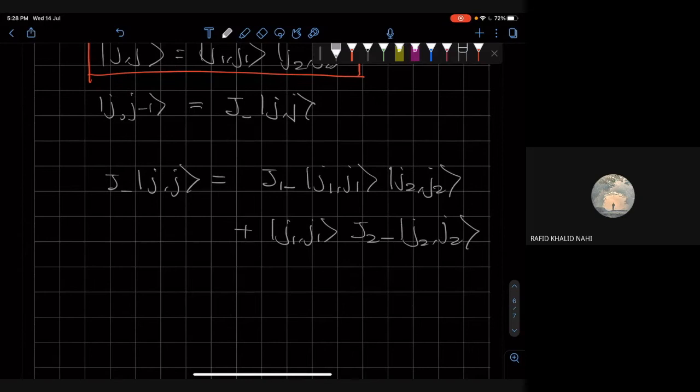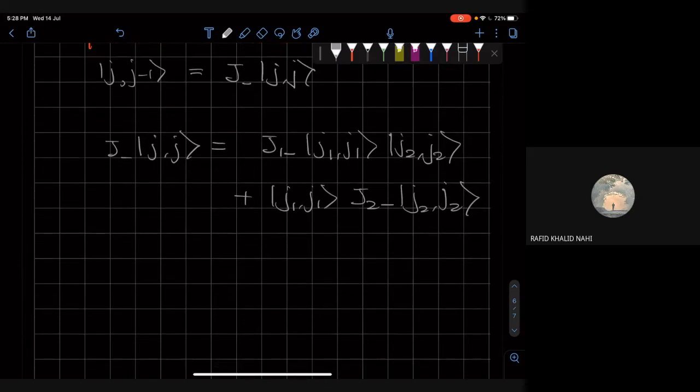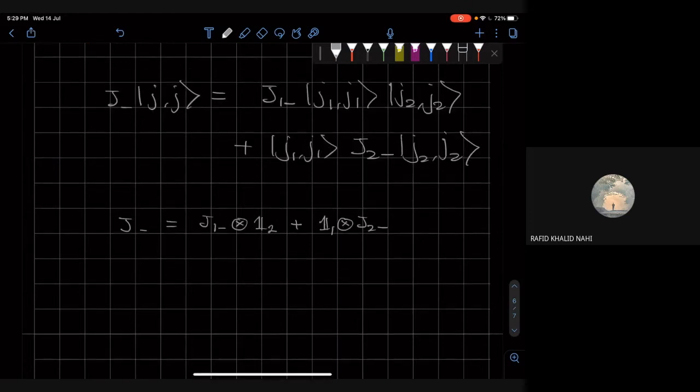Let me break this down a little bit. What I mean very explicitly is that j minus is an operator which consists of j1 minus cross the identity operator acting on the second Hilbert space, plus the identity operator acting on the first Hilbert space cross j2 minus, so that when I apply j minus on jj, this thing is acting on j1 cross j2. Sorry for the mess.